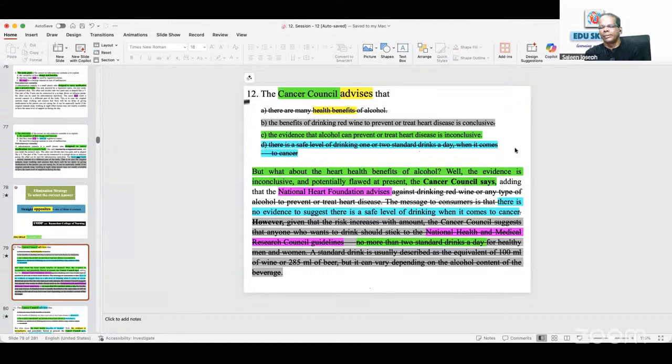Who is saying that? National Heart Foundation advises. But we are not bothered about the National Heart Foundation, we are bothered about the Cancer Council. Even if you take that, it says the opposite. There is no evidence to suggest there is a safe level of drinking, whereas option D says there is a safe level, which are just opposites. That's also a second explanation. Is that clear?